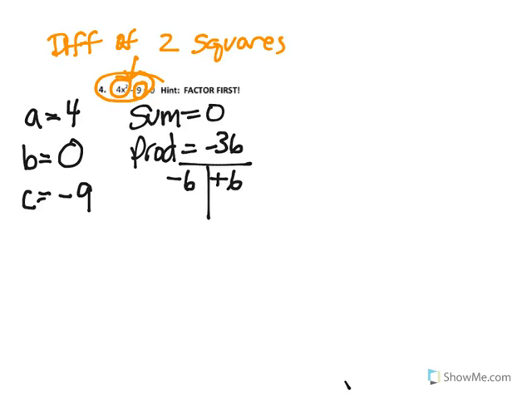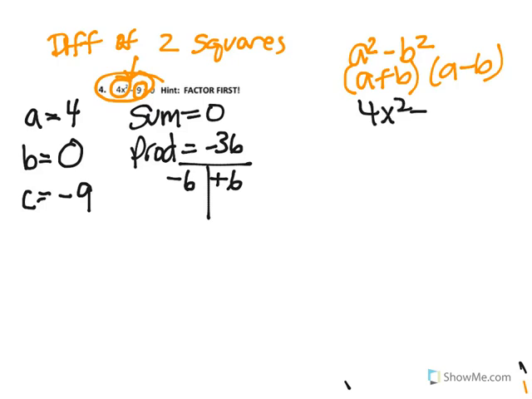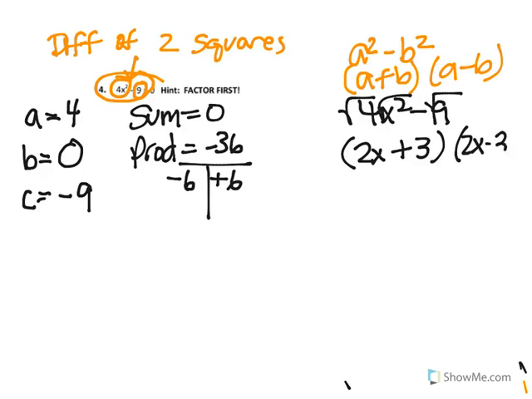And remember, if we have a squared minus b squared, which is a difference of two squares, we can factor it by doing a plus b, a minus b. So that would be the shortcut for this one. Since we have 4x squared minus 9, the square root of 4 is 2, the square root of x squared is x, and the square root of 9 is 3. So 2x plus 3, 2x minus 3. Now I can guarantee you that's the same thing we're going to get if we do this the long way.